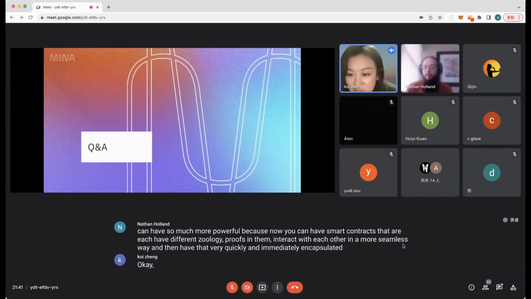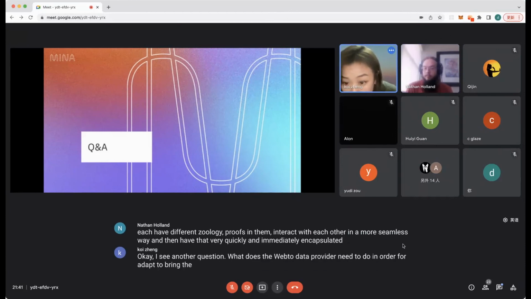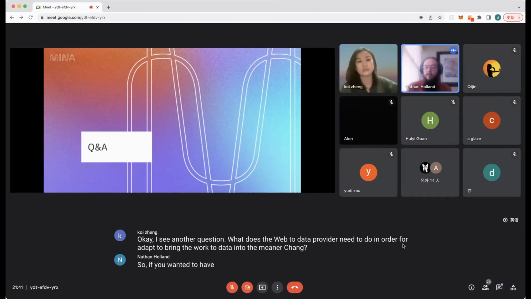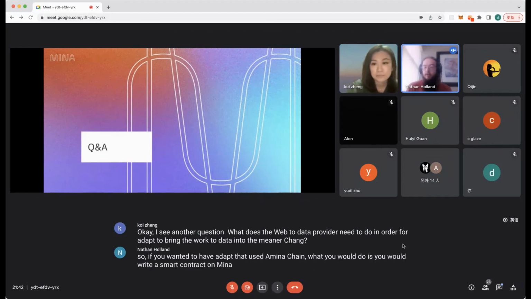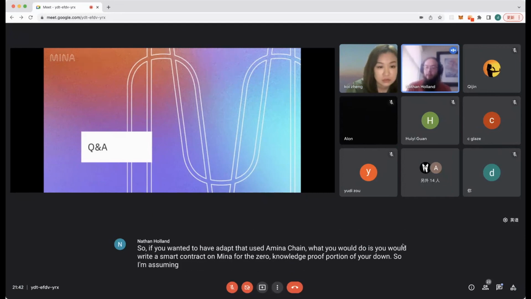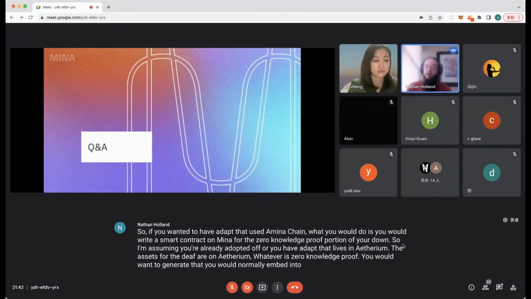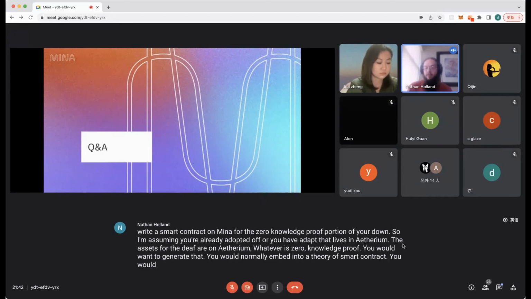Okay. I see another question. What does the Web2 data provider need to do in order for a Dapp to bring the Web2 data into the Mina chain? So if you wanted to have a Dapp that used the Mina chain, what you would do is write a smart contract on Mina for the zero knowledge proof portion of your Dapp. So I'm assuming you're already a Dapp developer. You have a Dapp that lives in Ethereum. The assets for the Dapp are on Ethereum. Whatever zero knowledge proof you would want to generate that you would normally embed into an Ethereum smart contract, you would write an application for that in Mina.